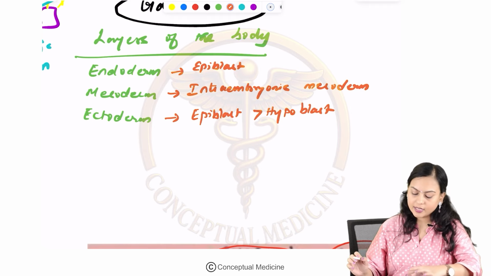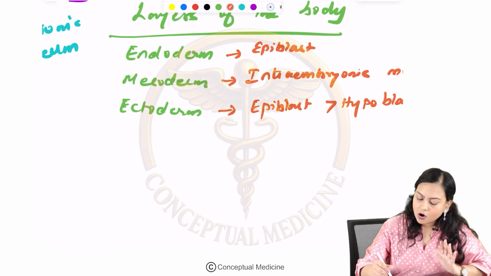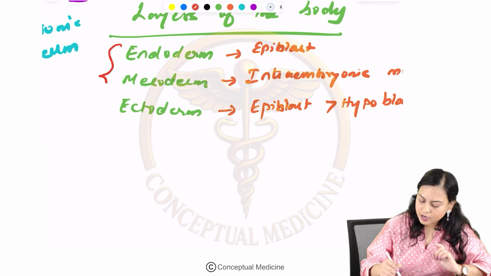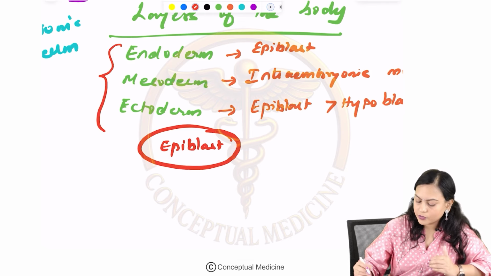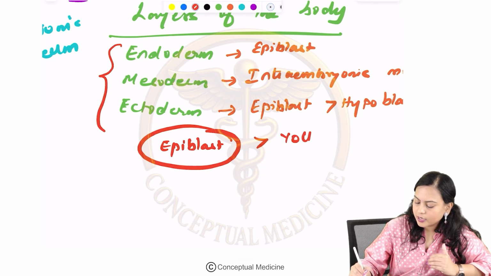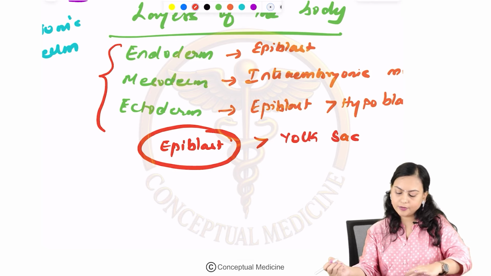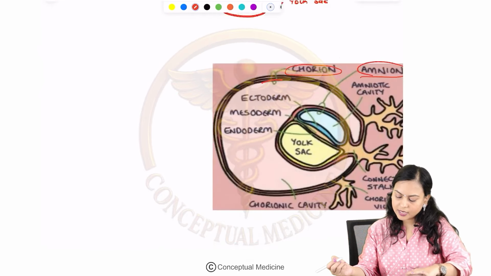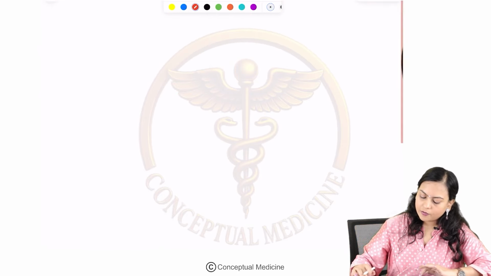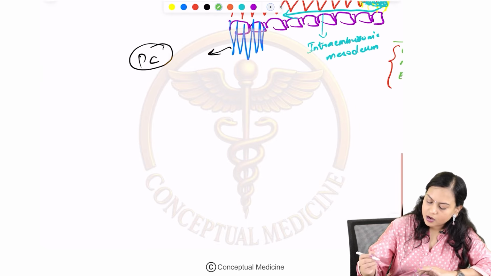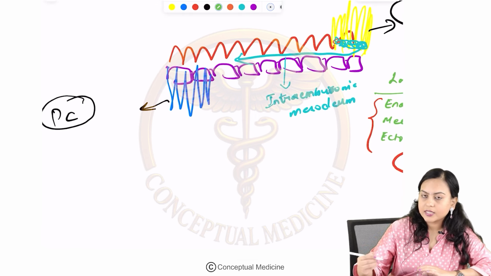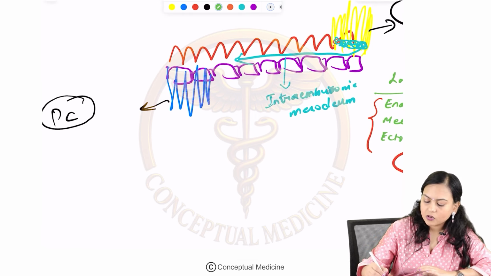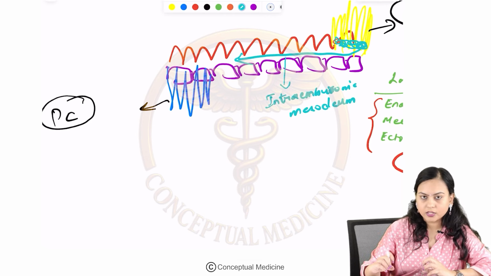Okay. So finally, remember the concept that all 3 layers, endoderm, mesoderm and ectoderm, are derived from the epiblast. If you want to choose another best answer, then it can be the yolk sac. So this understanding is important. And what happens is, as this intra-embryonic mesoderm is passing between the epiblast and the hypoblast, this is not going to pass throughout the space.